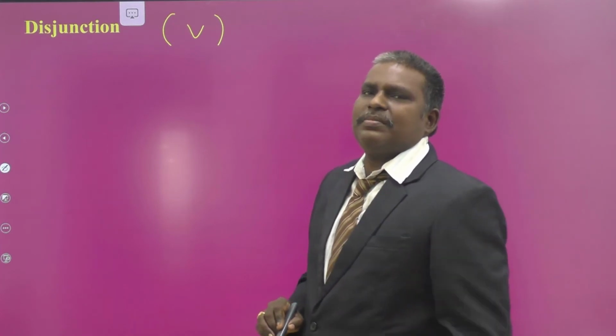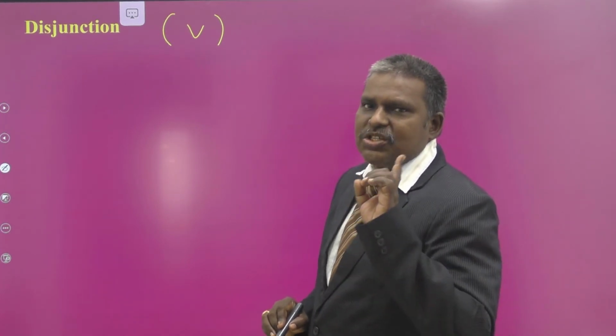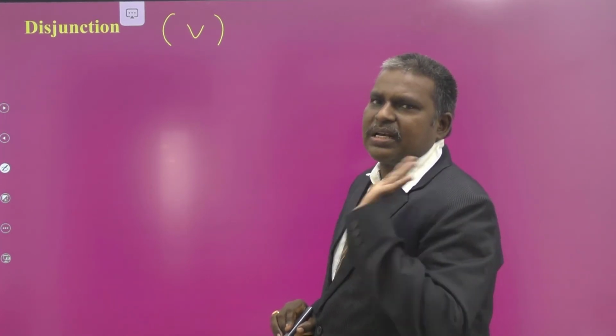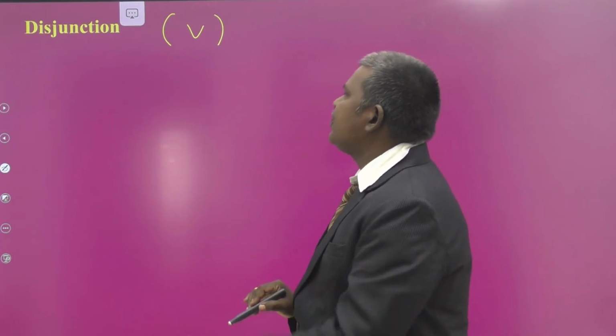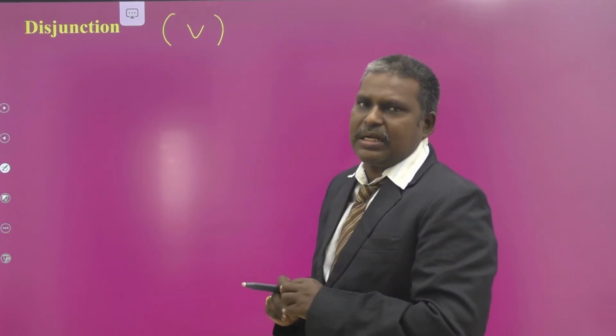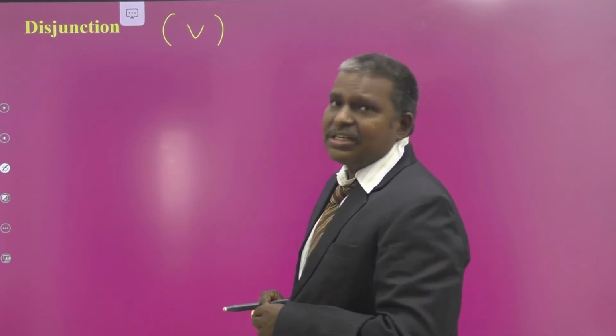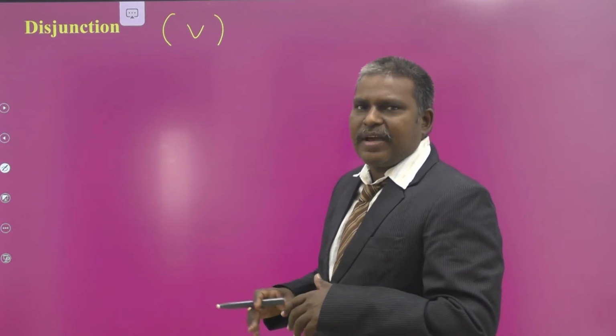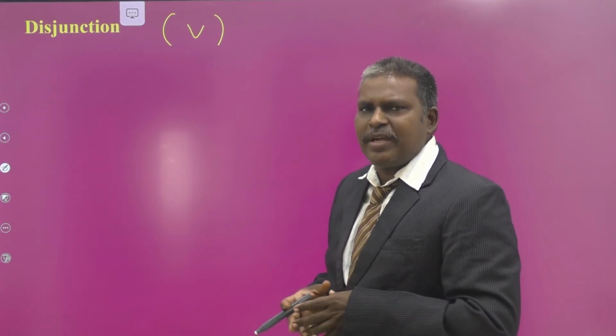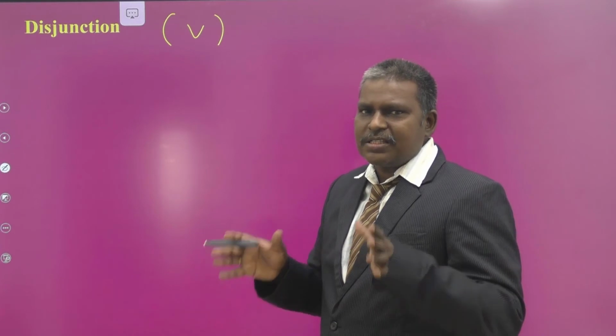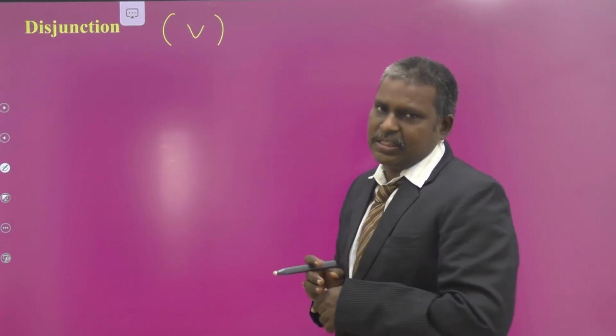Okay, disjunction means "or". If any one of the statements is true, that is, at least one of the statements is true, then the result is true. If you apply disjunction to those statements, the compound statement gives the result true if at least one of them is true, otherwise false. Otherwise false means if all the statements are false, then only their union is false.